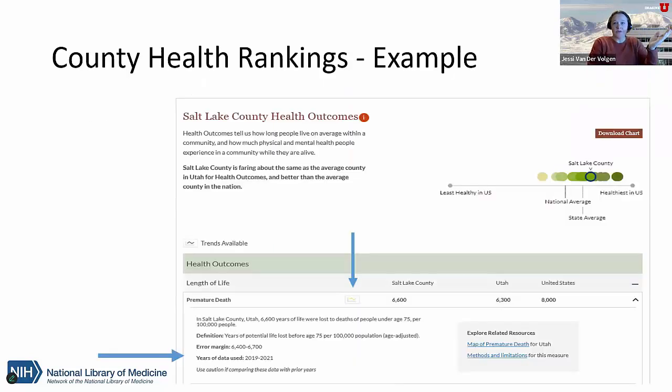I pulled up Salt Lake City, Utah, because that's where I am. And I'm gonna just turn on my pointer briefly here. So, no, not that one. All right, we'll try this again.